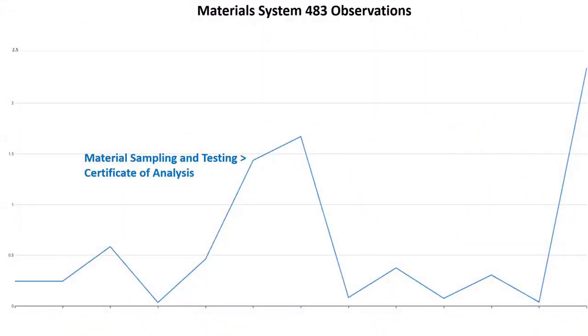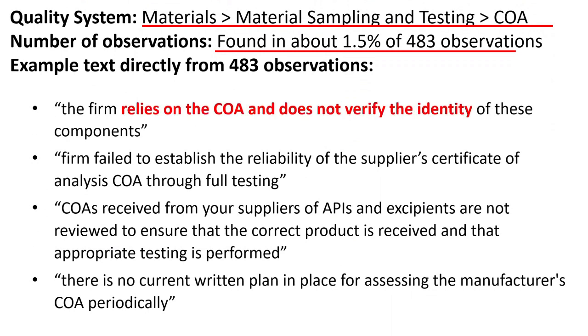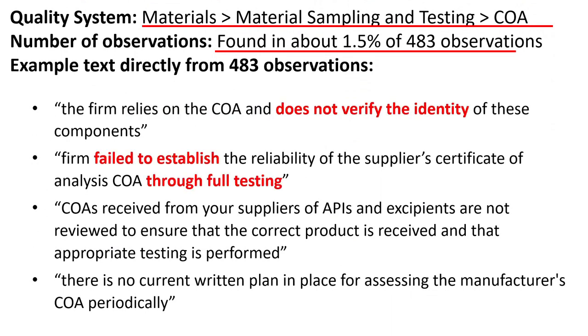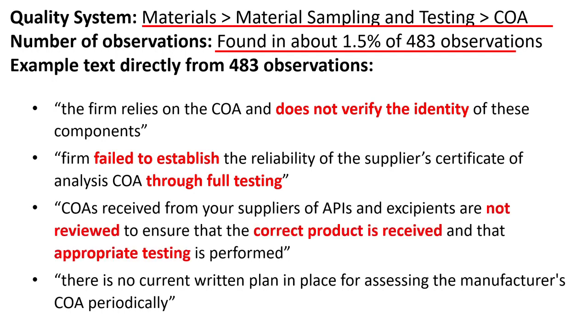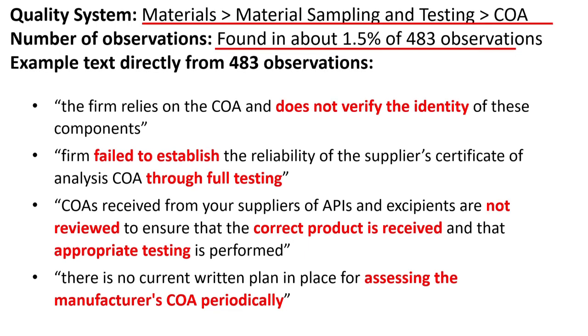The third most prominent area is also under material sampling and testing, specifically around certificates of analysis, found about 1.5% of the time. Not surprisingly, relying only on the COA without ID testing and failing to establish the reliability of the certificates were common issues, as was not reviewing the certificate of analysis and ensuring appropriate testing was conducted. Lastly, FDA investigators observed that firms did not have a plan to periodically assess the COAs they receive.